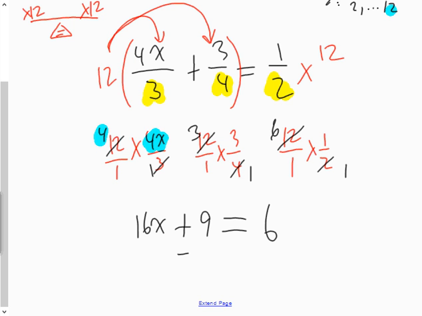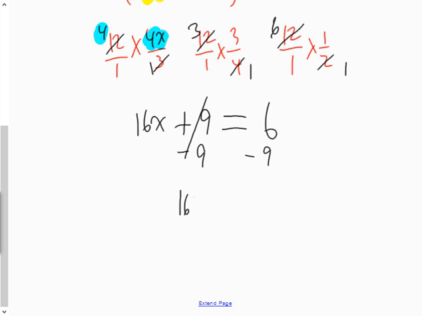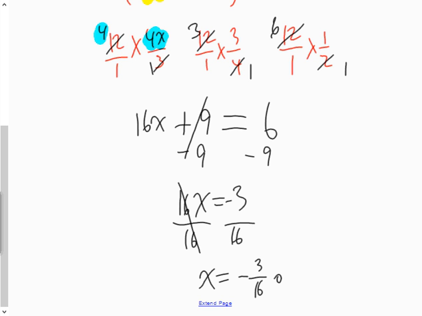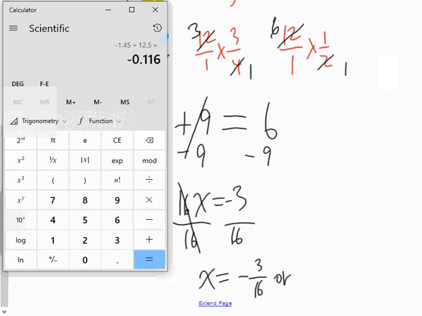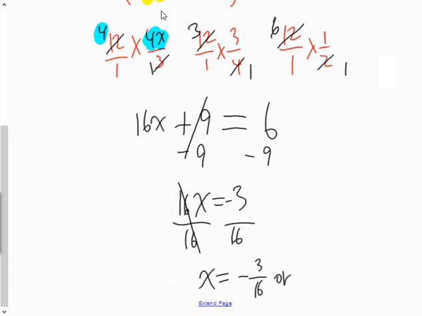So now that we have that, we're going to subtract the constant from both sides. 16x equals negative 3. Divide both sides by your coefficient. And x will equal negative 3/16. Or, I don't remember what it is as a decimal. So 3/16, 0.1875. Negative 0.1875.